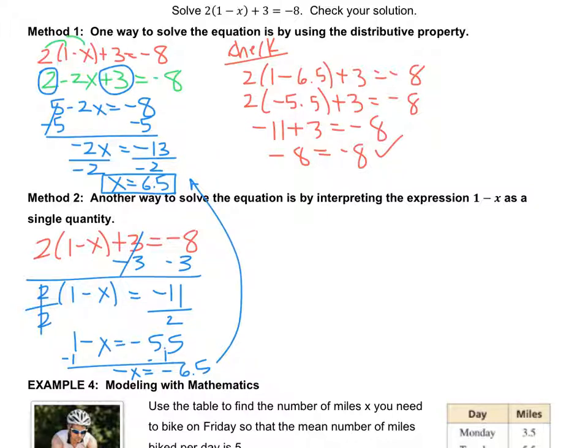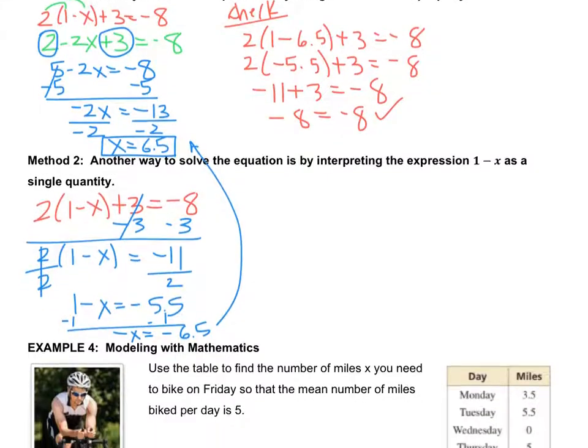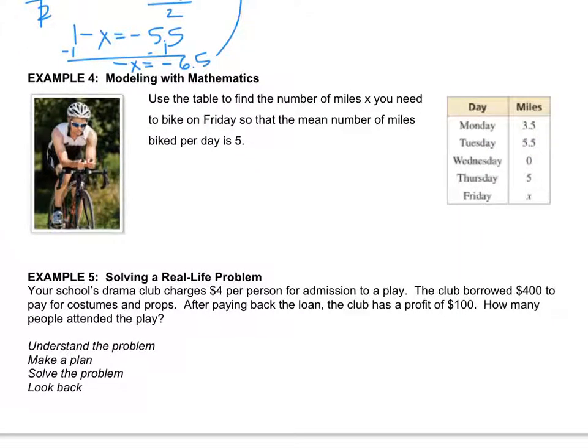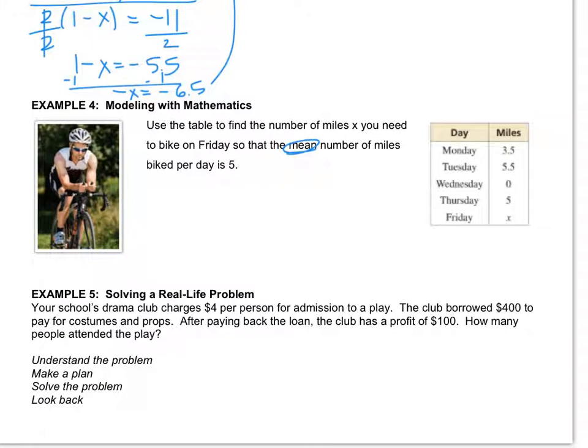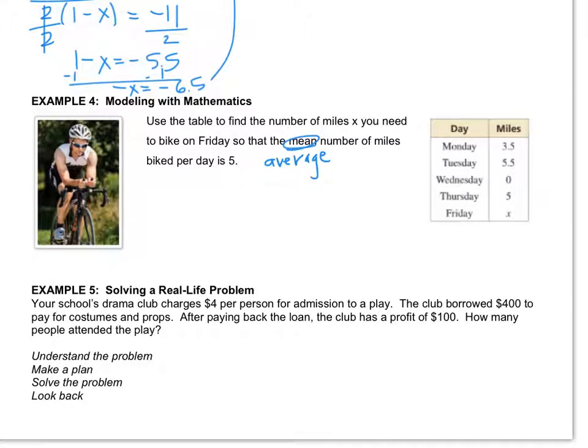Alright, let's check out example 4, a word problem. So they want us to use the table to find the number of miles, which we're going to call x, that you need to bike on Friday so that the mean number of miles biked per day is 5. Now remember, mean is another word for average. And the way that you find the average is you add them all up and you divide. Perfect.